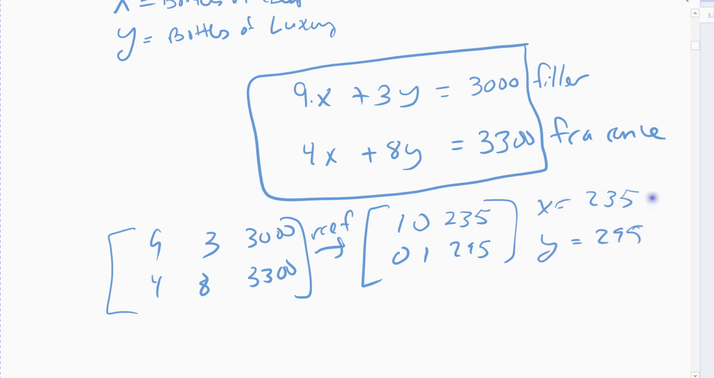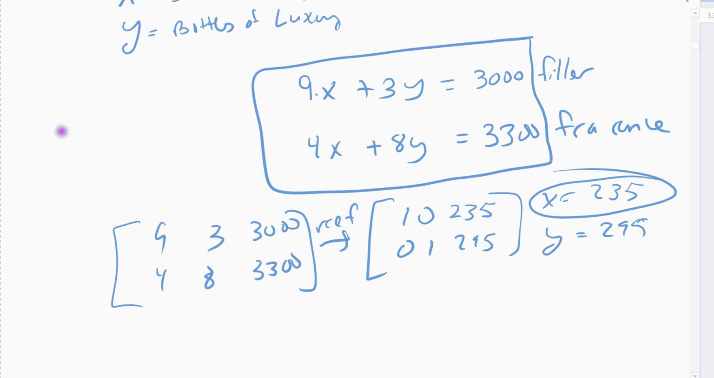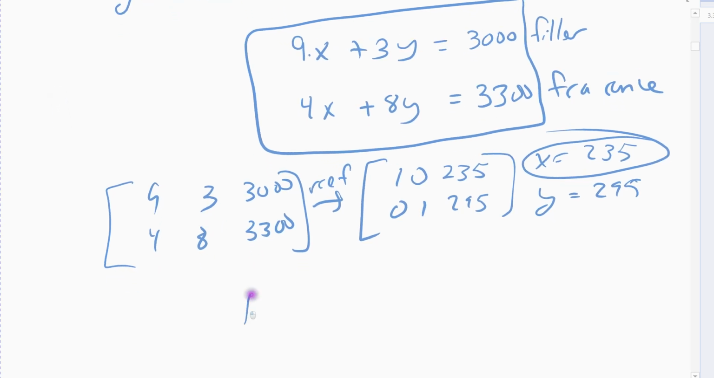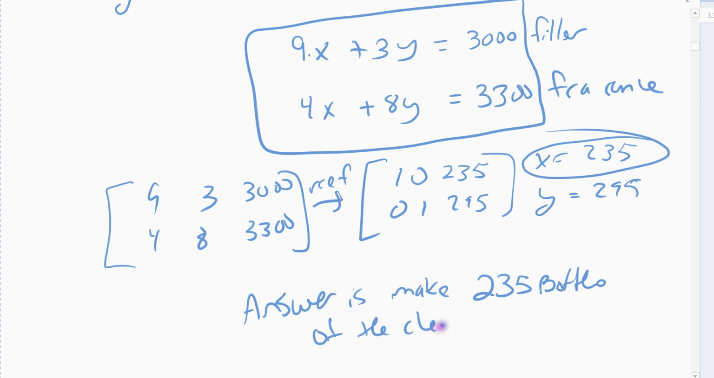And I found both. But again, read the problem carefully. A lot of times they'll do this on the homework. Sometimes they'll only ask you for one of them, so you have to make sure you give them the right one. They ask for the cheap perfume, which is the X value, and so the answer, same thing on quizzes and the final exam, is they make 235 bottles of the cheap stuff. They made 295 of the expensive, but they didn't ask for that.